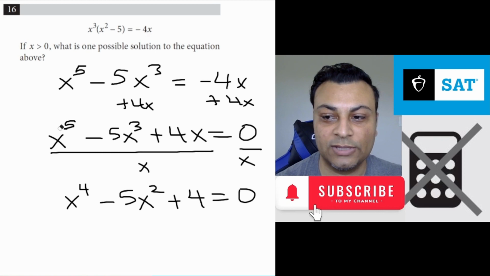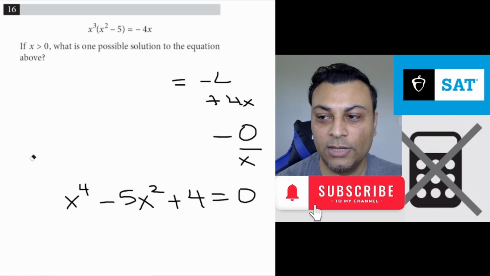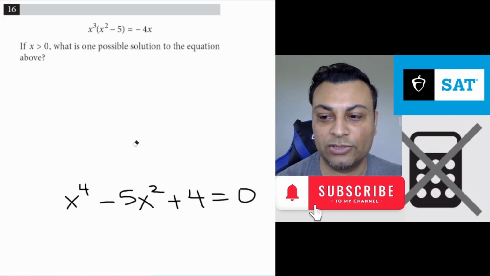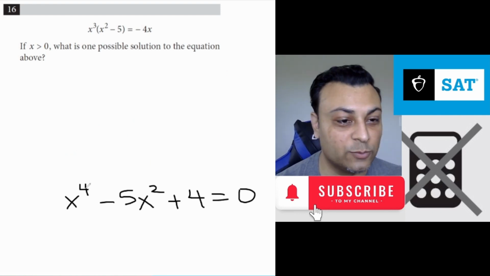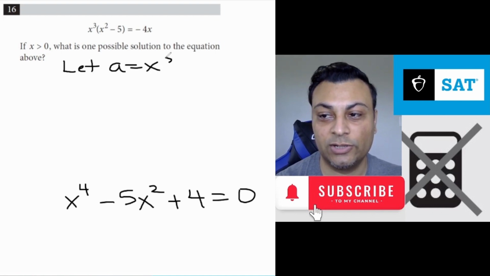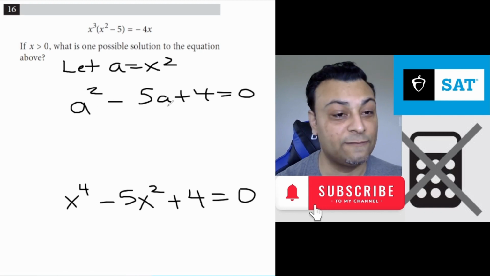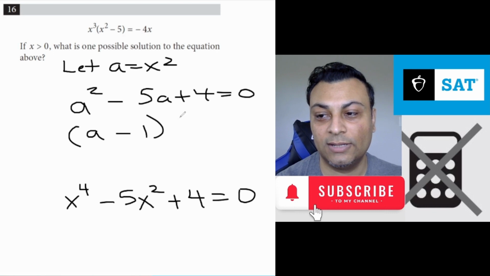Okay, so let's work with that right now. It looks a lot like a quadratic equation if we're working with x squared. By that I mean, let's work with a new problem. Let a be x squared, and this would simply be a squared minus 5a plus 4 equals 0. And we can factor this. This is (a minus 1)(a minus 4) equals 0.